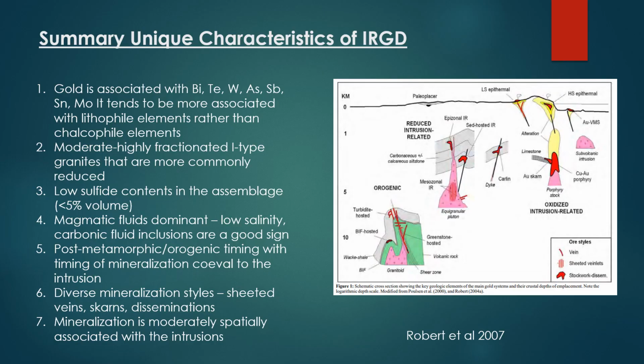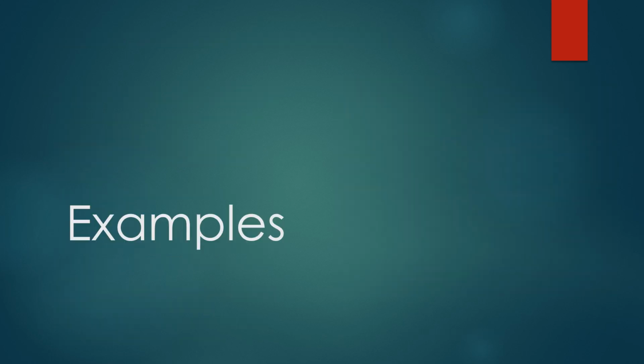And this is just a summary page, illustrating all of the unique characteristics of intrusion-related gold deposits. The diagram on the right is more of an exploratory diagram that shows you that you can get reduced intrusion-related gold deposits and oxidized intrusion-related gold deposits, although the oxidized intrusion-related deposits do encompass a lot of porphyries, which is a separate deposit class, so it can get quite confusing. But feel free to pause it and read through this, because these are the characteristics that you would want to see in your granites in the Paterson if you're going to find an intrusion-related gold deposit.